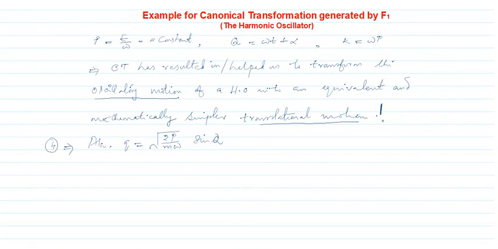Now let me do one thing. Let's substitute capital P. What will be capital P? Capital P will be equal to E by omega by this token. What will q become? When you substitute P equal to E by omega, q will become root of 2E divided by m omega, and one more omega comes, so it will become root of 2E by m omega square times sine Q.